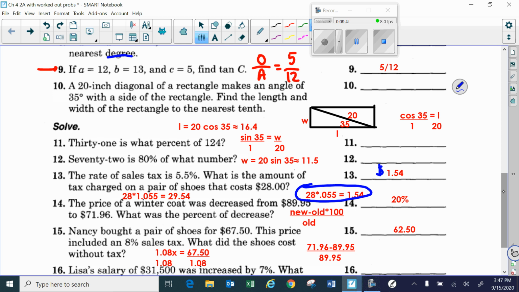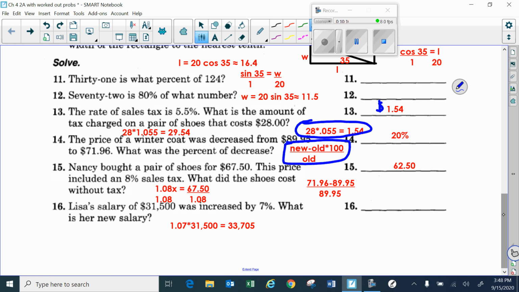If you're talking about the price increase or decrease, you need to remember this formula, or this algebraic expression right here. New minus old divided by old, and then the times by 100 is move the decimal 2 places to the right to change it to percent. So you can either say times by 100, or you just move it two places to the right yourself after you do new minus old divided by old. Okay.